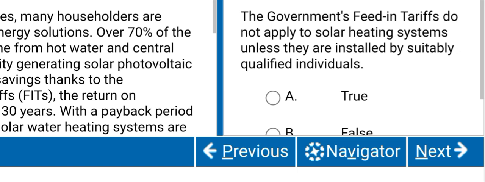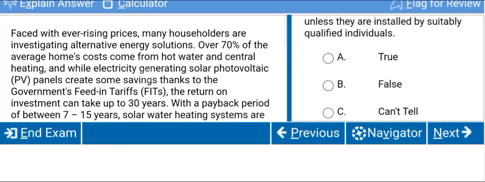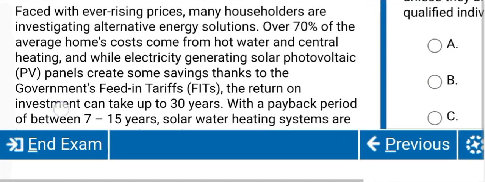The government's feed-in tariffs do not apply to solar heating systems unless they are installed by suitably qualified individuals. Option A, true. Option B, false. Option C, can't tell. So here we have different passages for these questions about feed-in tariffs.